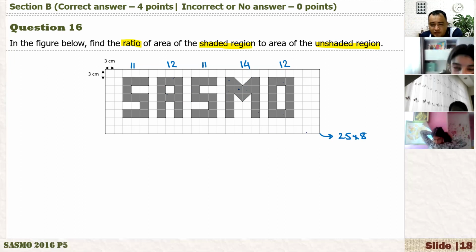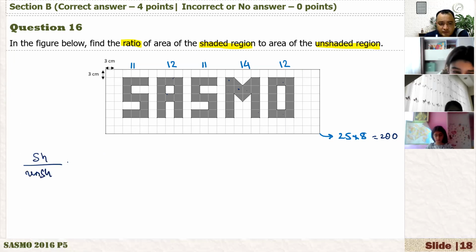And what is the dimension of this rectangle? It is 25 by 8, which is equal to 200. We have 200 squares here. So find the ratio of the area of the shaded region, so the shaded region over unshaded region. And what is the shaded region? It is 11 plus 12 plus 11 plus 14 plus 12.